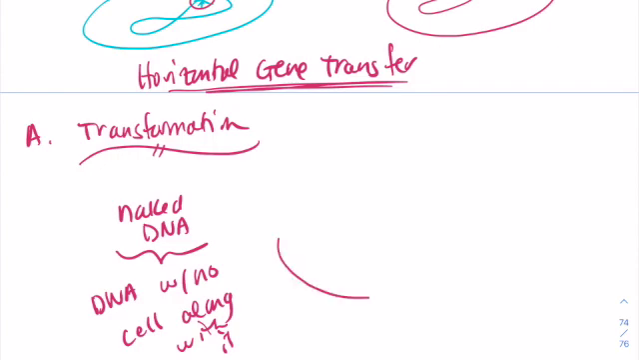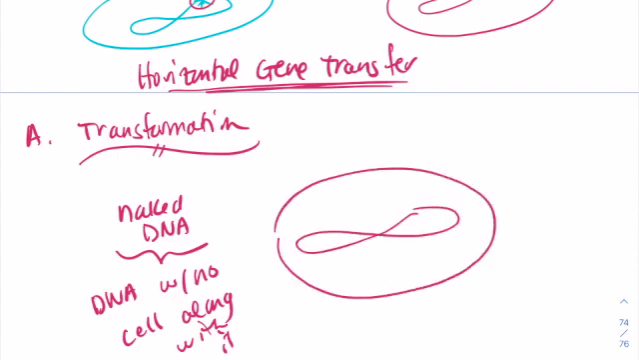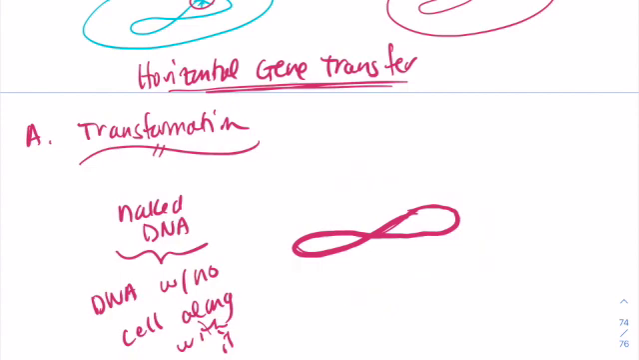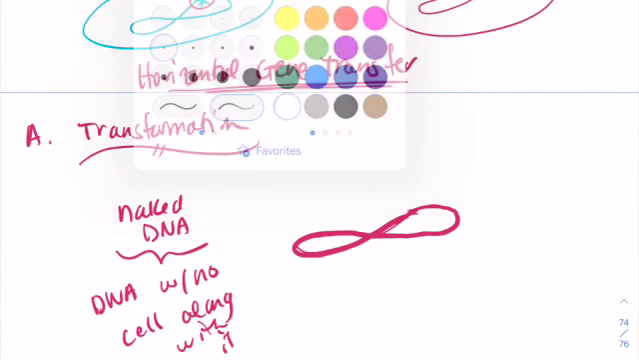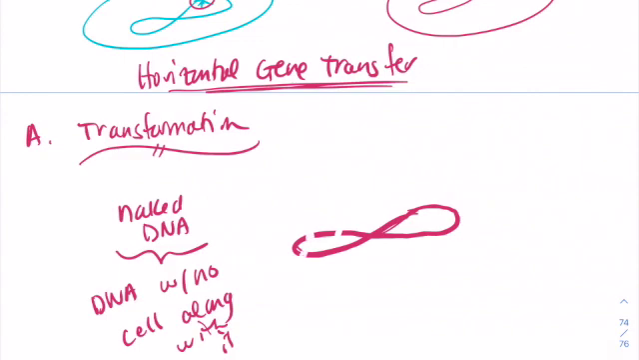And it happens when a cell dies. For example, let's say we have this bacterial cell here. And when the cell dies, its cell membrane and all the cellular parts are going to get all chopped up. The DNA will get chopped up too.